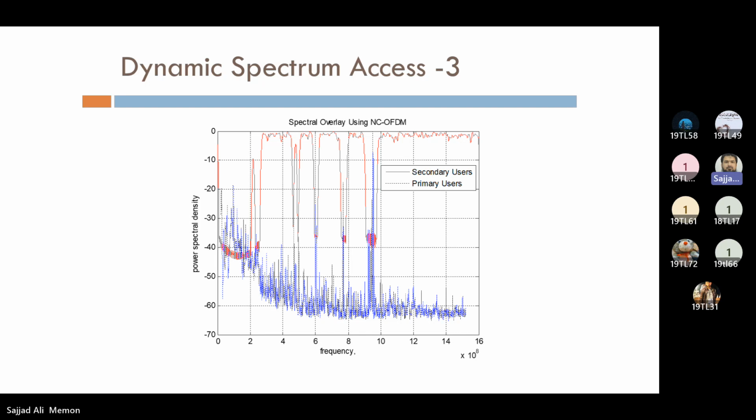This is a typical figure of secondary and primary users. The available frequency is being used by the secondary users when there is unutilized frequency. So that is cognitive radio. If you have any questions from it, you can ask.